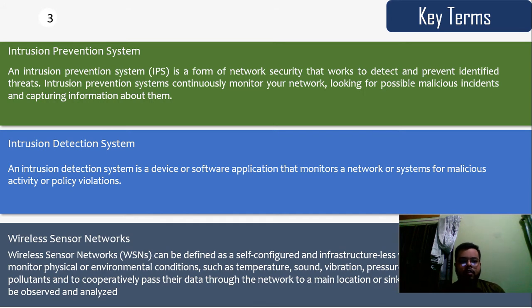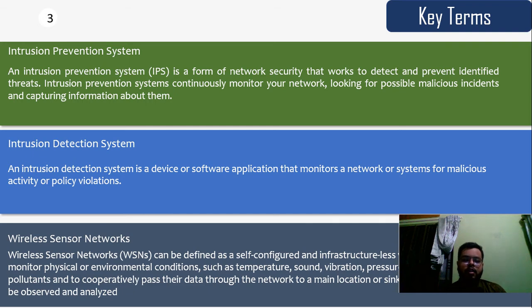First is IPS, or intrusion prevention system. An intrusion prevention system is a form of network security that works to detect and prevent identified threats. It continuously monitors the network, looking for possible malicious incidents and capturing information about them. On the other hand, an intrusion detection system (IDS) is a device or software application that monitors a network or system for malicious activity or possible violations. It does not actually prevent the attacks.